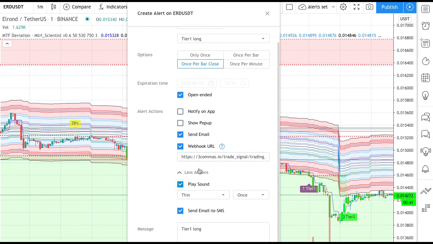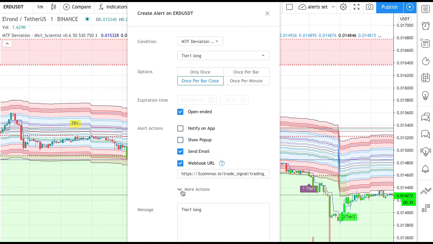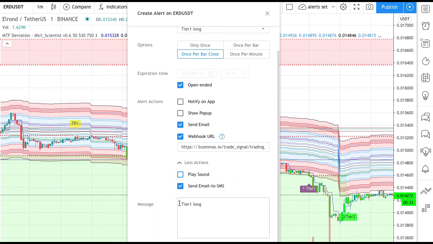And then you can choose a little more. Do you want to play a sound every time that alert pops up? You can pick from a variety of tunes and program that in. I'm going to turn that off. Send email to SMS: another way to interact with 3commas is via SMS email. We're no longer using that. We're relying more on webhooks, but there's a ton of documentation on 3commas on how to do it. And essentially your message is going to be the same.